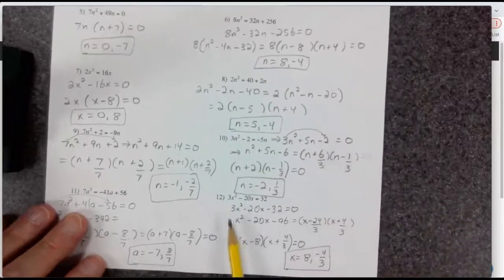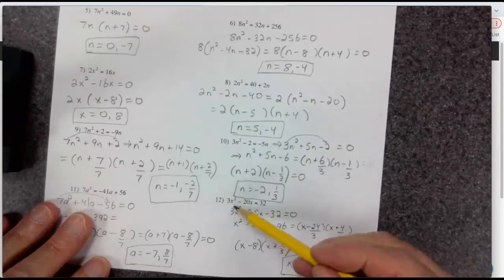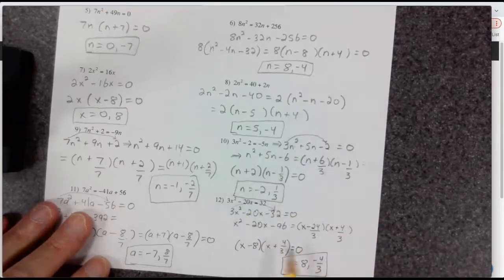All right, 13 again, the same thing. Standard form first. Slide back that 3 is what I did. So I got 96. It was 24 times 4. Divide the slide, which was 3. Leave the 4 over 3 just like that. So your answer is negative 4 over 3 and 8.